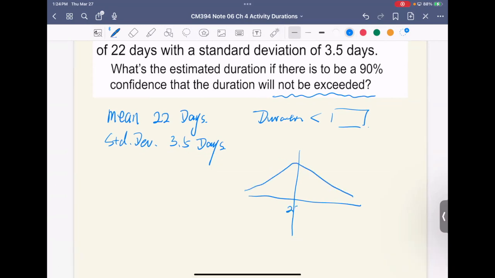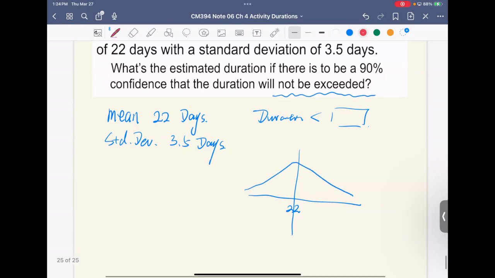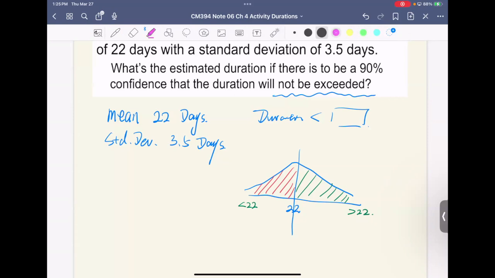You have your mean is 22, and you're going to find a day that the duration will not be more than, with 90 percent. So we know, how many percent is this shaded part? 50, right? And this shaded part is another 50, right? And we know this part is less than 22, and this part is more than 22, right? So if we want to get 90 percent, the duration will not be exceeded with 90 percent.